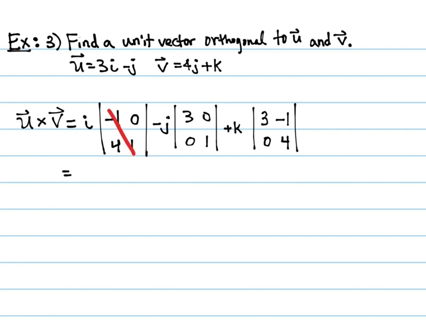So this diagonal gives me negative 1, so that's negative i. This diagonal gives me 3, so I've got negative 3j. And then this diagonal has me at 12, so I have 12k. That's my orthogonal vector, and then Ethan said I needed to find the magnitude, right?